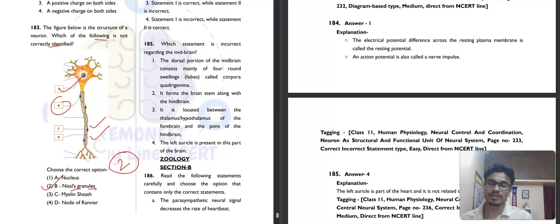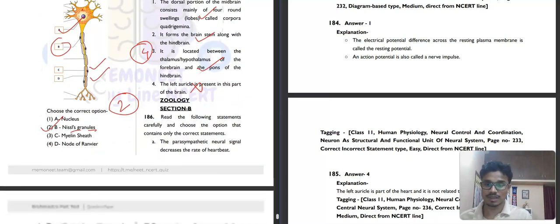In question number 185: which statement is incorrect regarding midbrain? The dorsal portion of the midbrain consists mainly of four round swelling lobes called corpora quadrigemina, correct. Then it forms the brainstem along with the hindbrain, correct. It is located between the thalamus, hypothalamus of the forebrain and the pons of the hindbrain, correct. The left auricle is present in this part of the brain. This is incorrect. The left auricle is a part of the heart and it is not related to any part of the brain. So the fourth option will be the incorrect answer.